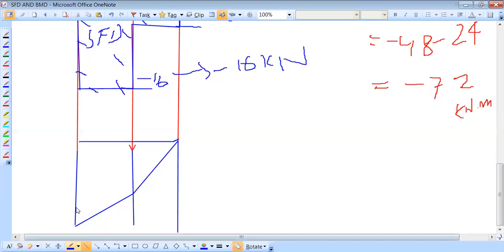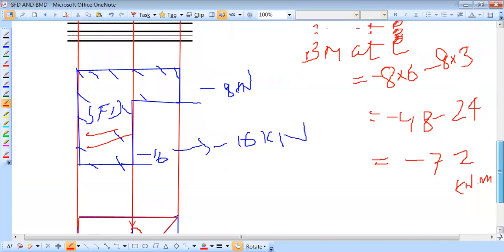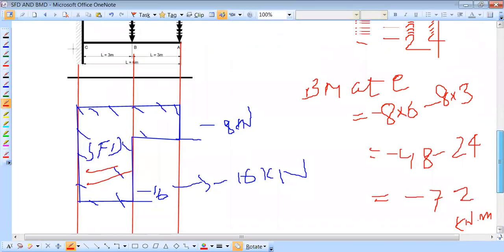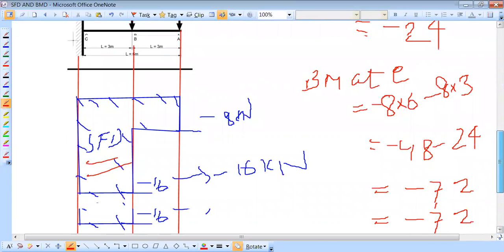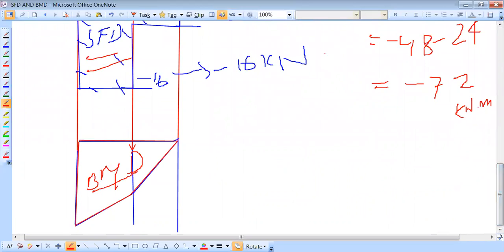This line, this line, this line, and this line is called the BMD diagram. So this is the BMD, and this is the SFD. I think you understand. It is a simple way to find the SFD and BMD for a cantilever beam with point loads. So thank you, students, for watching this video.